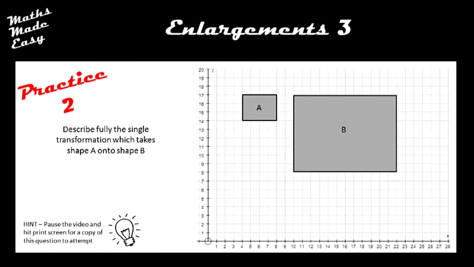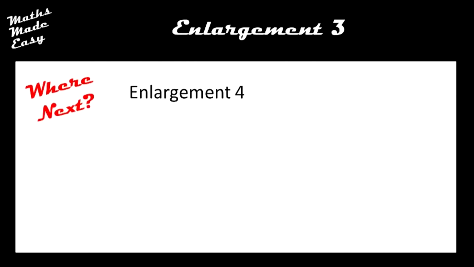Okay, so again I can see that shape B is an enlarged version of shape A, so it's an enlargement. This time the scale factor is 3, and the centre of enlargement, if I trace my ray lines back, is at the point 1, 17.